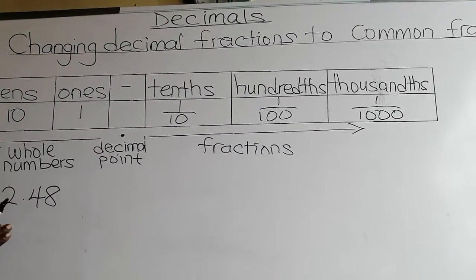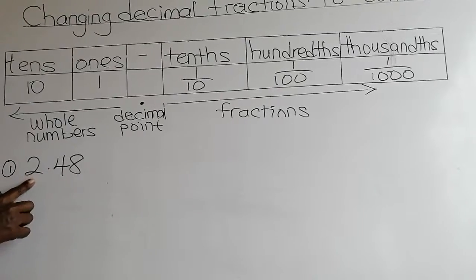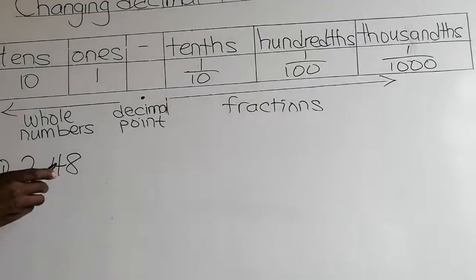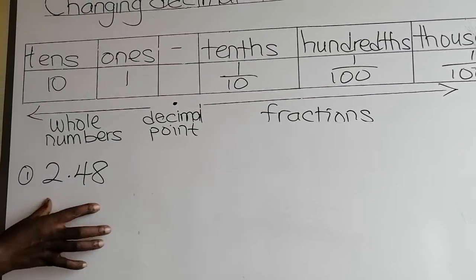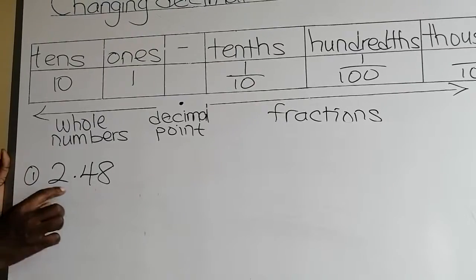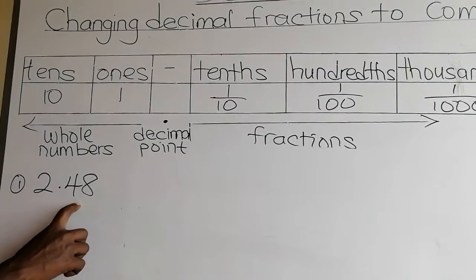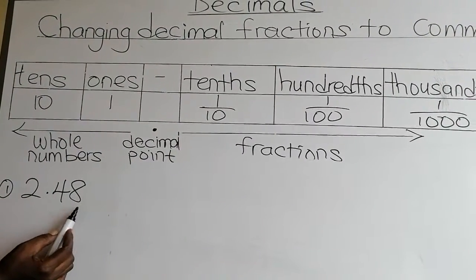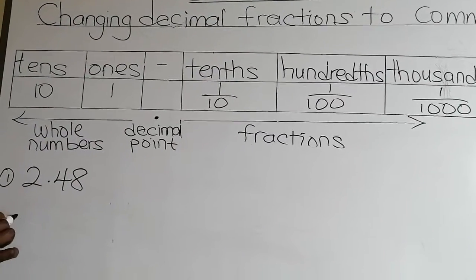We have this number which is read as 2.48. We have the whole number which is 2 and the fraction which is 48 separated by the decimal point. So this is a decimal number, 2.48. This is read as 4 8 because it is a fraction and not a whole number. We can't read it as forty-eight. So 2.48. Let's look at another example.